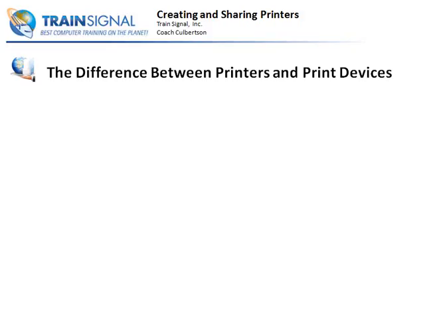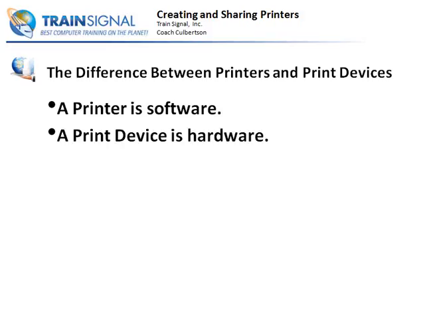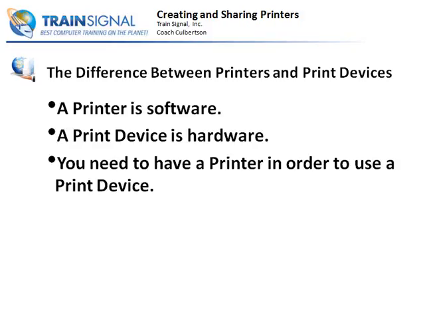Now, first of all, I need to explain to you that in Microsoft world there is a difference between printers and print devices, okay? A printer is software. When you add a printer in the operating system, you're really creating a software printer. A print device is the actual hardware that puts ink onto paper. Now, I know in normal lingo, when we talk about printers, we're talking about the actual devices. But in networking world where we live right now, a printer is the software side, a print device is the hardware side. Now, you need to have a printer in order to use a print device, okay?